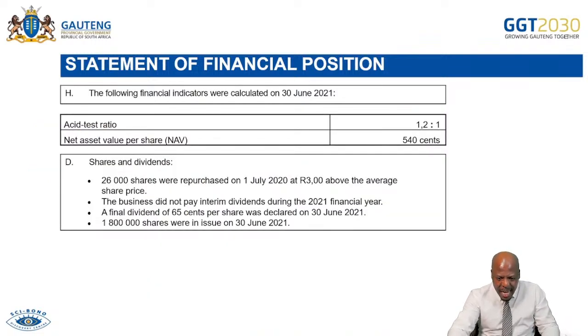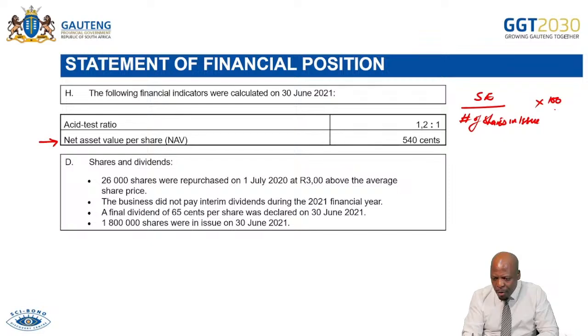Let's go and see. The next part now has to do with my NAV, net asset value per share. Remember the formula? We've covered it in a couple of weeks that have passed. The formula for my NAV: shareholders' equity over my number of shares in issue, you multiply by 100 over 1. Your answer must be in cents.